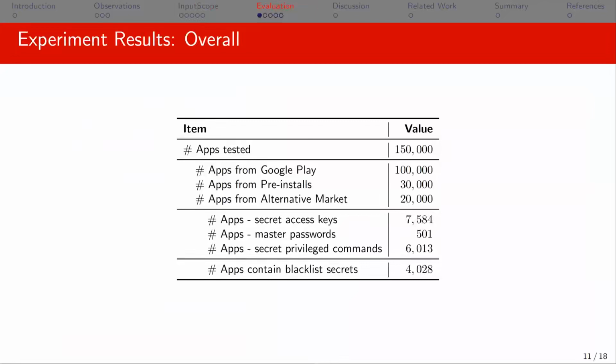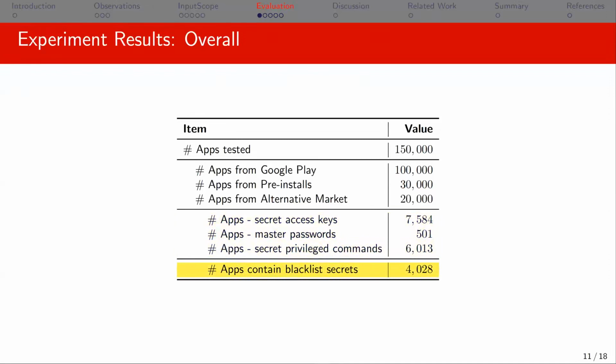We have evaluated our tool on a total of 150,000 apps, where 100,000 are from Google Play, 30,000 are pre-installed apps from Samsung's firmware images, and 20,000 apps are from an alternative market, Baidu market in China. In total, we have found that around 7,500 apps contain access keys, 500 contain master passwords, and 6,000 contain secret commands. In addition, around 4,000 apps contain blacklist.